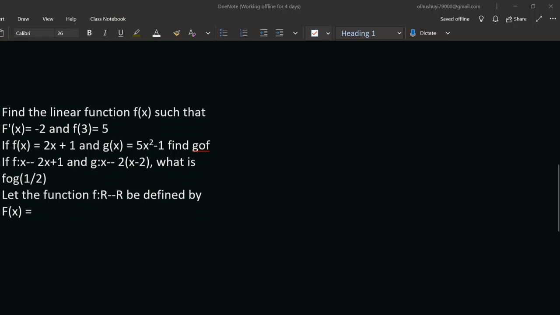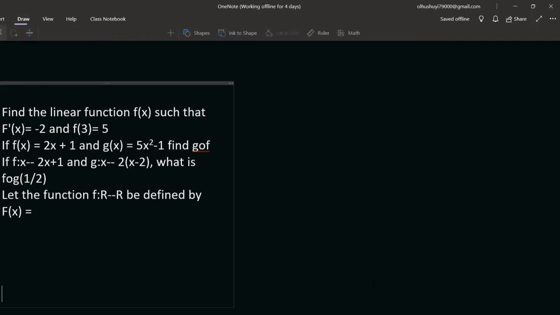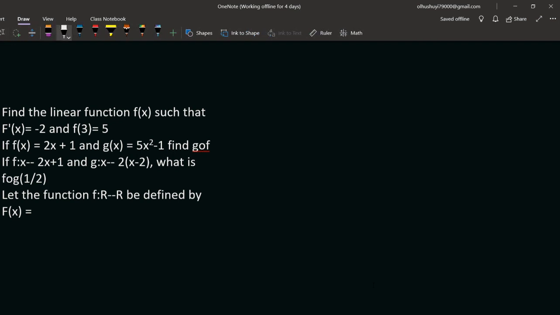Now we go into composition of functions. Under this, we solve the following questions. Okay, quickly before the composition of functions, let's solve this question.